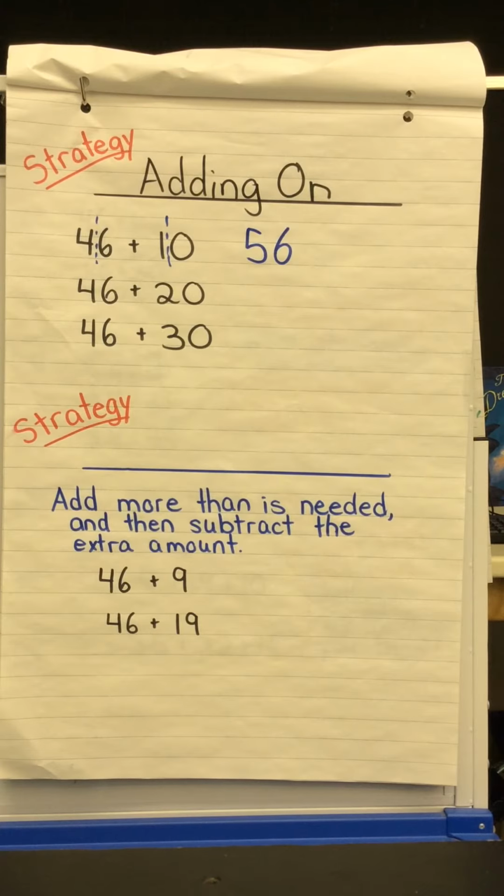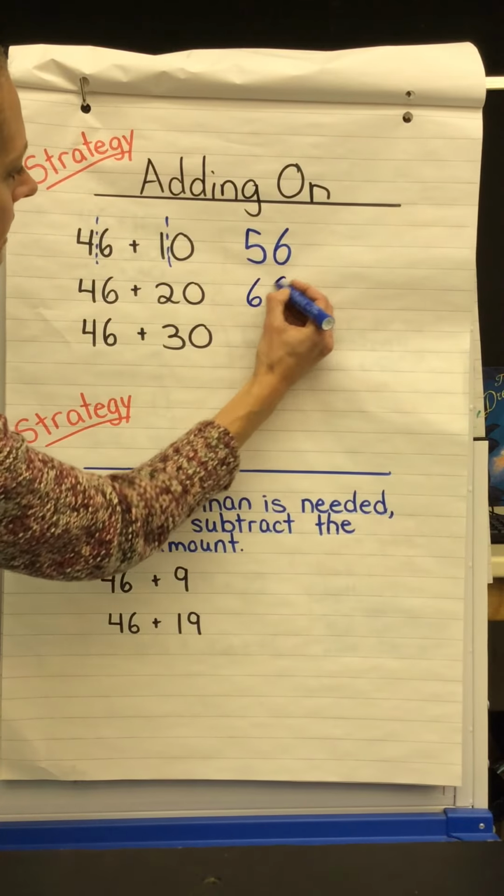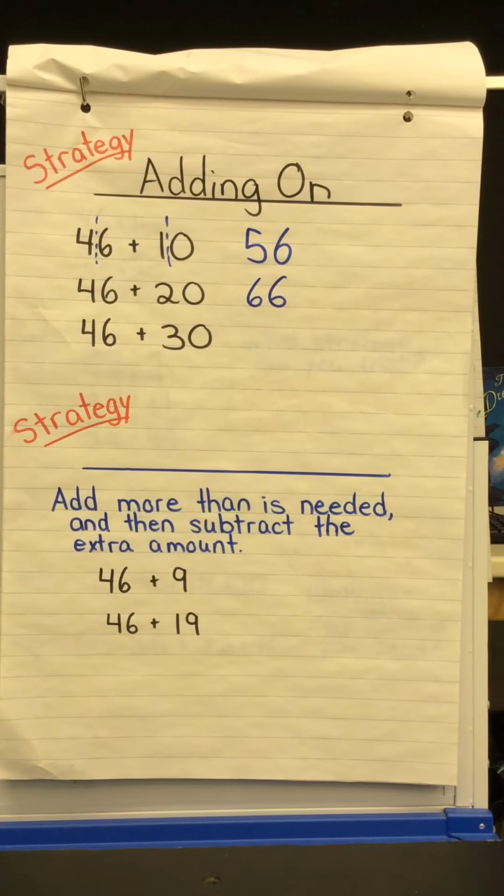Then we can start looking at some more difficult questions. 46 plus 20. I need to take those 2 10s and add them to the 4 10s. So this is a very similar strategy. 46 plus 20 will be 66. For the last one, I just want to show you quick how a number line can help us figure this out.